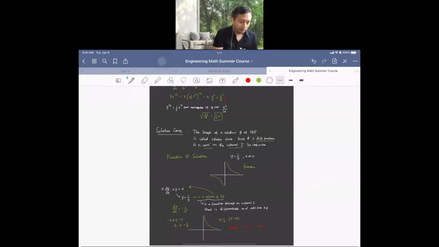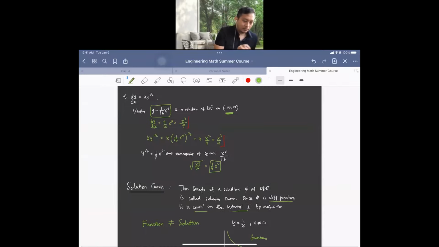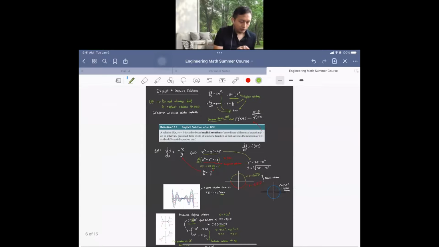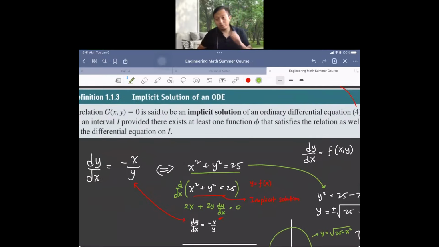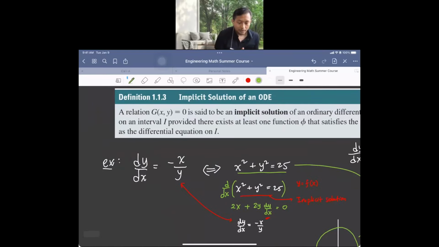If you can define, for example, we have this divided by x square root of y, we can define the solution as this y from our verification. This is our solution, and it explicitly says that it's the solution. But if we try to look at this x squared plus y squared, how do we find this as our solution?